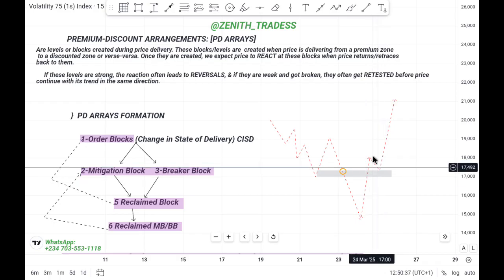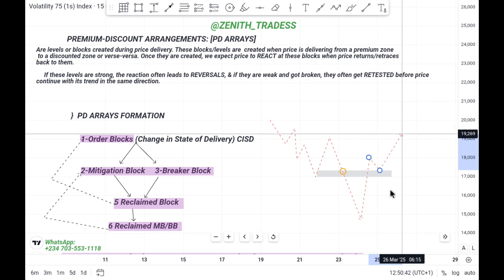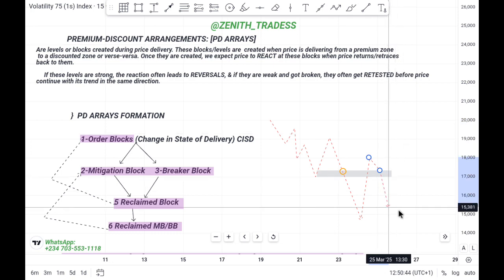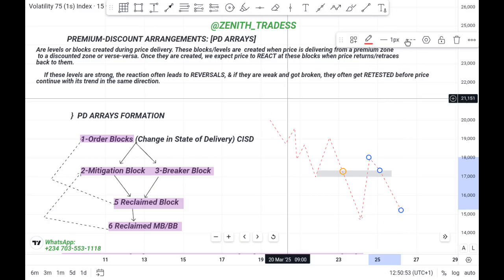Now, if this reclaimed block fails, as price got reclaimed, we expect it to push further. What of the case where this reclaimed block failed? If this reclaimed block failed again, it gives us what we call reclaim mitigation or breaker. I hope we are not going to be confused here.